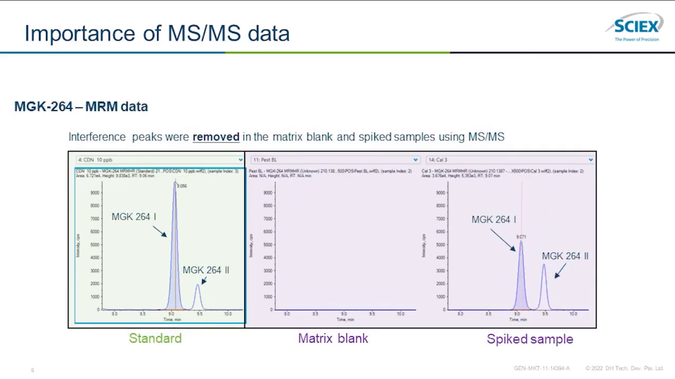So this is where MRM data comes into play. We have our MRM experiment where we have our standard. Again, we have those two nice isomer peaks. But then if we look at our matrix blank, there's nothing there. So we don't have those same interferences. And we've removed them by being more selective. So instead of just looking at that parent ion, now we're looking at the transition. And we can see in the spike sample our recovery of our MGK 264. We have those two nice isomer peaks at the retention times we expect. So we don't have to worry about integrating shoulders or, worst case scenario, potentially misintegrating a peak.